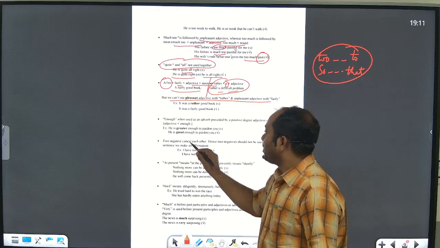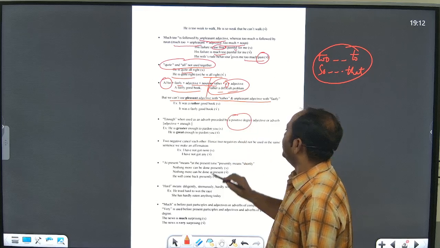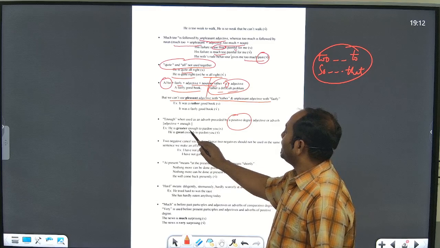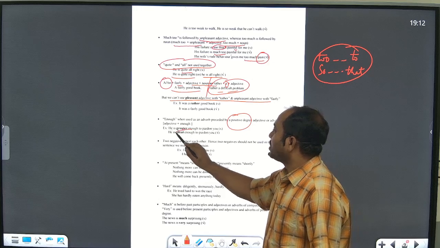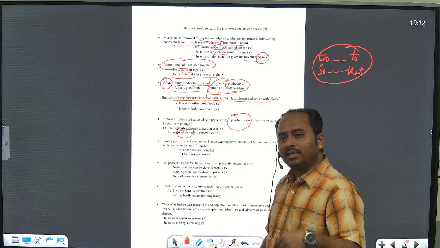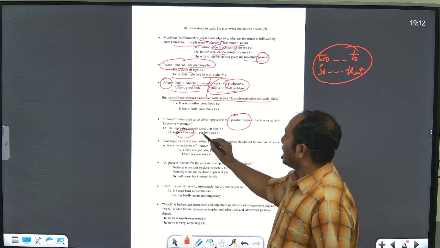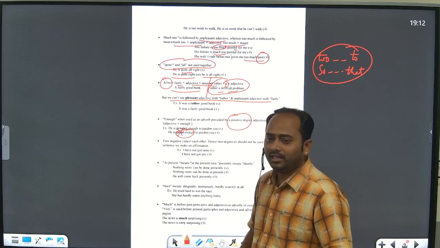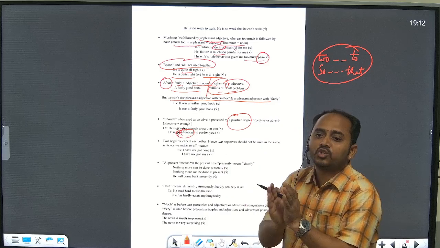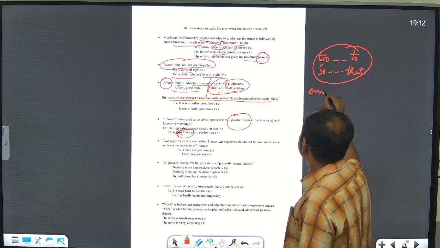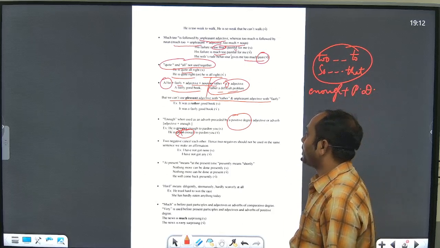And enough, when it is used with a positive degree. "He is greater enough to pardon you." Wrong. "He is great enough," because enough already indicates a good quantity. So this should not be used as an adjective plus er form. That means only the positive degree should be used. Enough should be followed by the positive degree.